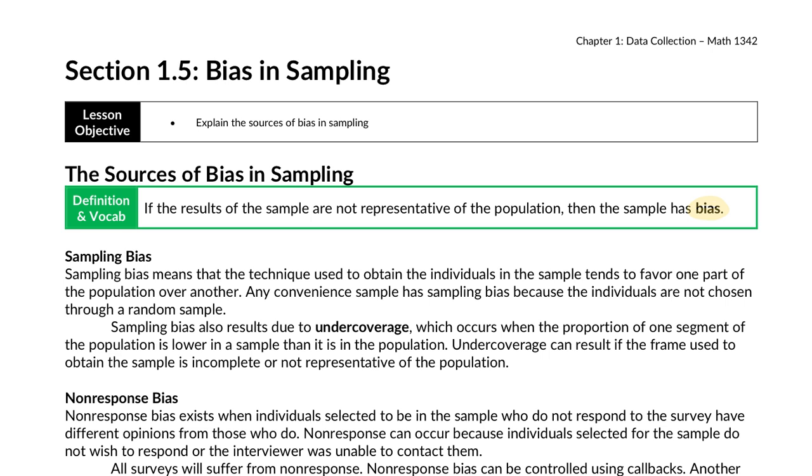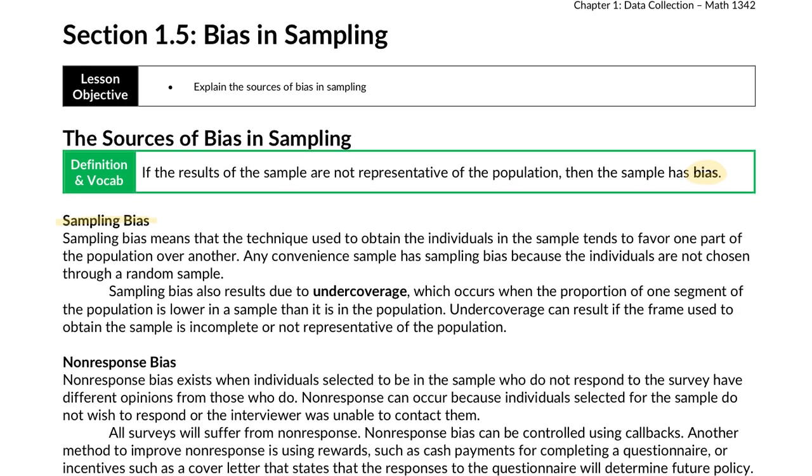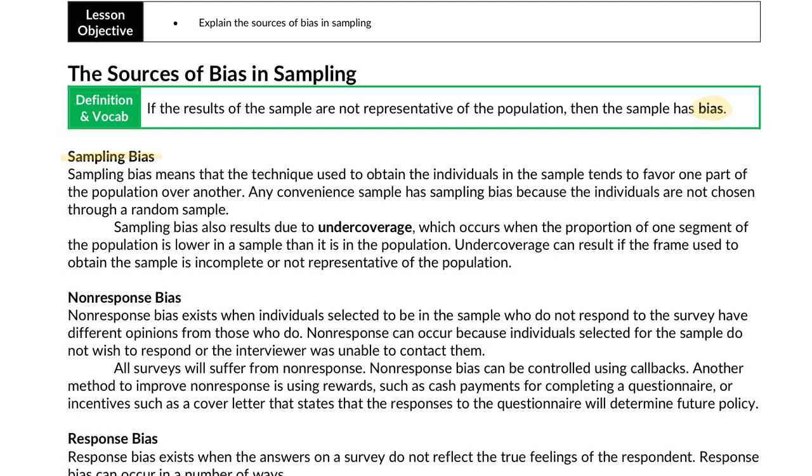There's many ways we could have bias. Straight up, simply sampling bias means that the technique used to obtain the individuals in the sample tends to favor one part of the population over another. This will happen with convenience sampling, where sampling bias has some sort of undercoverage, so it doesn't cover part of the population, is incomplete in some way.